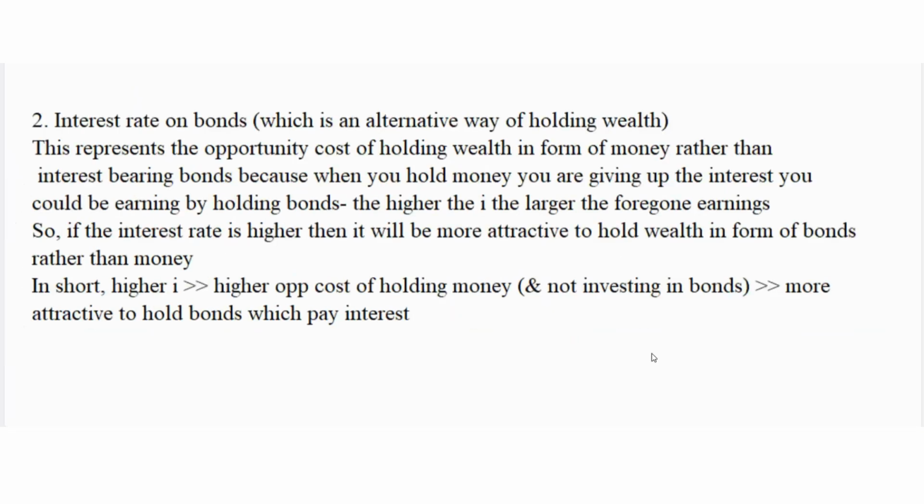The second thing that we talked about money demand depends upon is the interest rate on bonds, as bonds are an alternative way of holding wealth. So the interest rate on bonds represents the opportunity cost of holding wealth in the form of money rather than interest-bearing bonds, because when you're holding money, you're giving up the interest you could earn by holding bonds. So if the interest rate is higher, then it will be more attractive to hold wealth in the form of bonds rather than money. In short, a higher interest rate means a higher opportunity cost of holding money and not investing in bonds, so it's more attractive to hold bonds which pay interest.